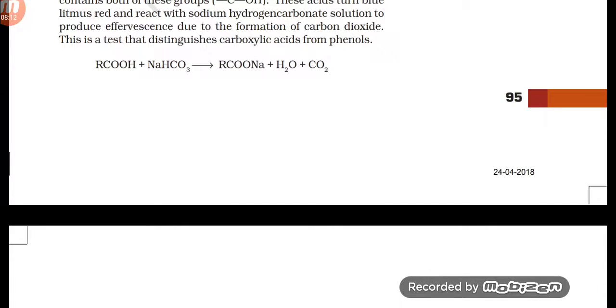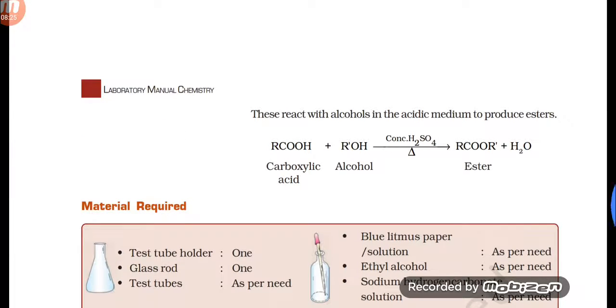So this is a reaction: RCOOH plus NaHCO3, that is sodium hydrogen carbonate, gives you RCOONa, a salt, acetate salt, along with water and carbon dioxide. These react with alcohols in the acidic medium to produce esters, that is carboxylic acid plus alcohol, in the presence of acidic medium, conc H2SO4, gives you an ester plus H2O.